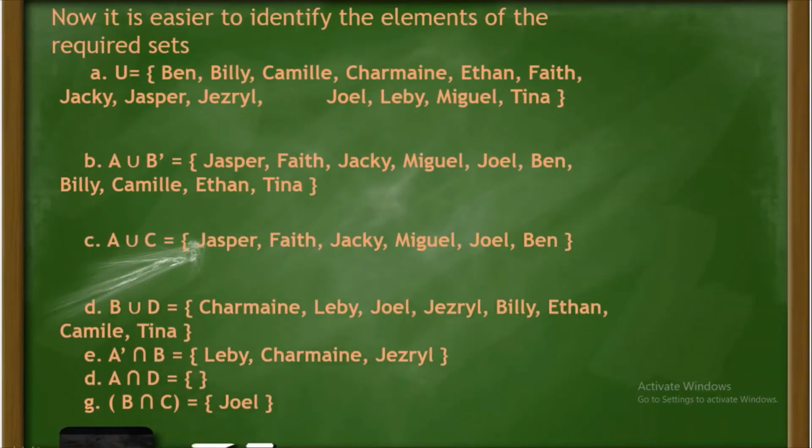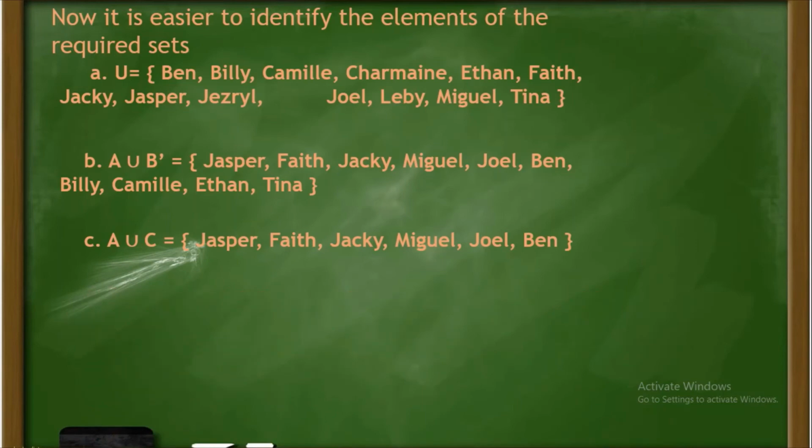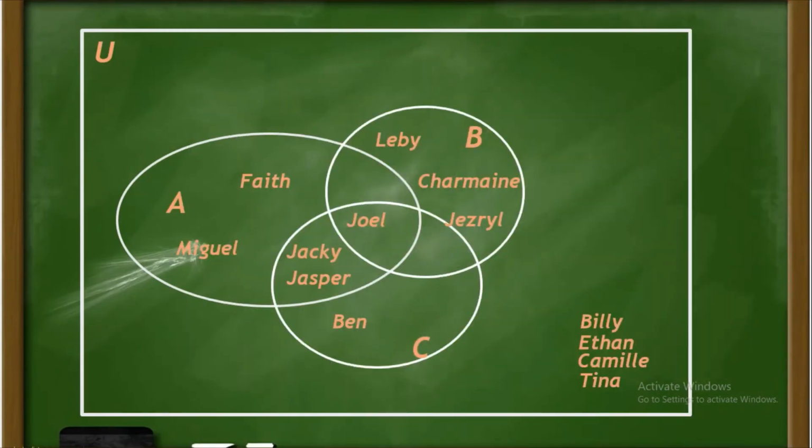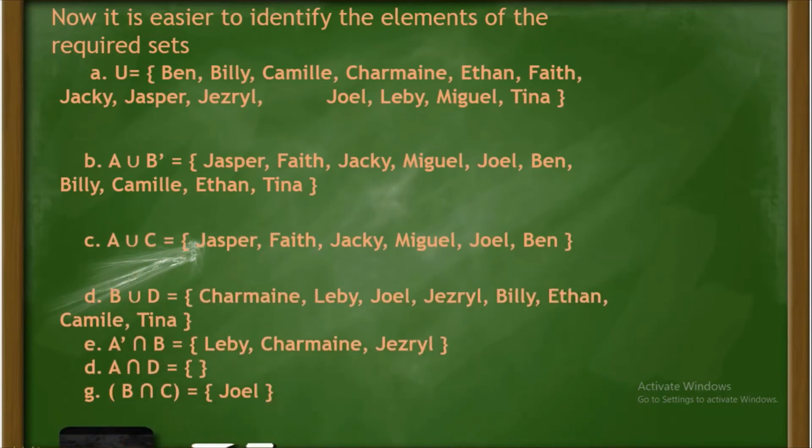For letter D, we have B union D. So, combine natin yung element ng B at saka D. We have Lebby, Charmaine, Jezreel, Joel, and yung D is yun yung mga bata na wala talagang gusto. And that is Billy, Ethan, Camille, and Tina. So, ito na yun, Tina.